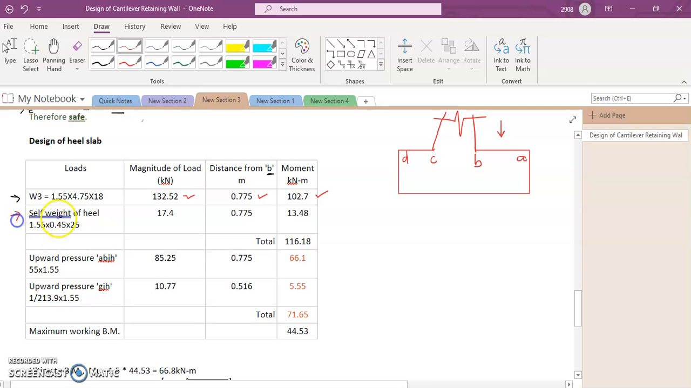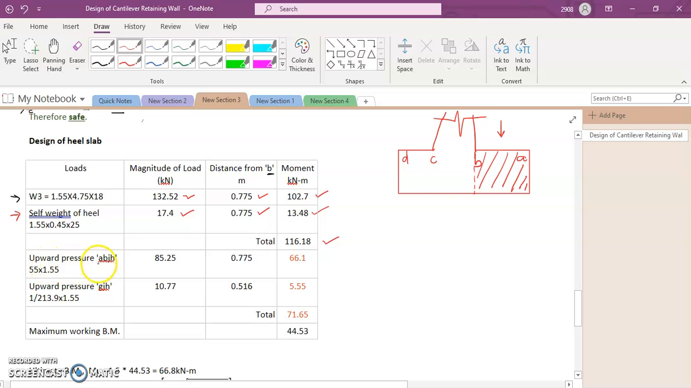Then we find out the self weight of the heel. It's just a rectangle of 1.55 into 0.45. I'm talking about this portion here. This is the heel. We get 17.4, and the distance from B is again half of 1.55. 17.4 into 0.775 will give us 13.48 kilonewton meter. Now these are the downward forces, and the total is 116.18.